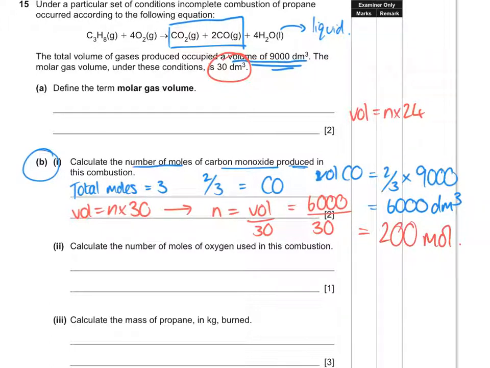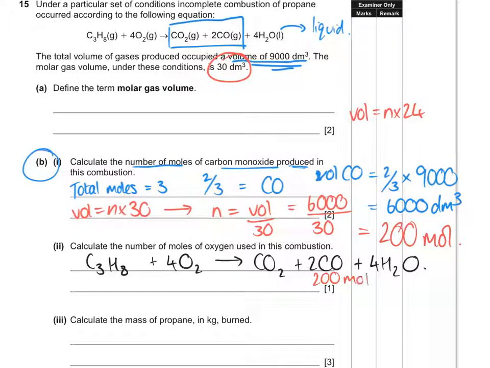Once we have worked out the number of moles of carbon monoxide, we can work out the number of moles of oxygen just by our stoichiometric ratio. So you've got your propane plus 4 oxygens giving you 1 mole of carbon dioxide, 2 moles of carbon monoxide and 4 moles of water. We've just worked out that we have 200 moles of carbon monoxide. So if I want to work out my number of moles of oxygen, I just use my balancing number ratio, which in this case is 2 moles of carbon monoxide to 4 moles of oxygen.